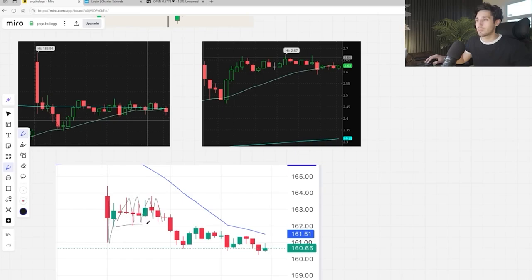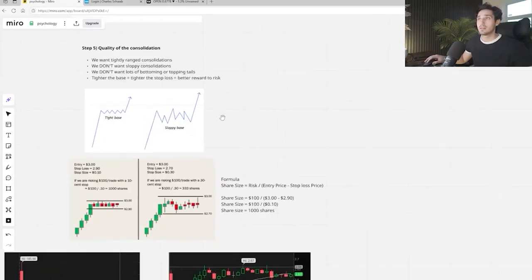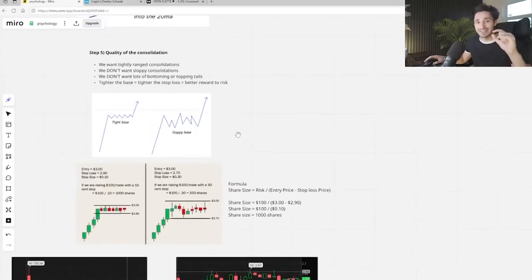It's all over the place before you break down, right? So in this case, the entry would have been below the base, stop loss above the base. But that's such a big stop because it's such a sloppy setup. All right, does that make sense? So in summary, you want tight ranges, a tight consolidation for better reward to risk.